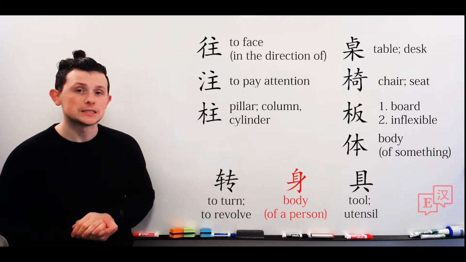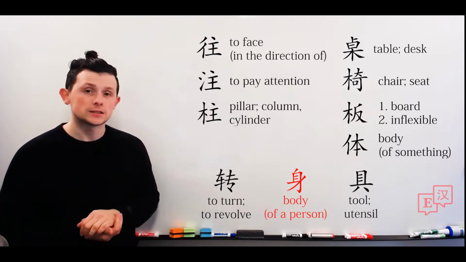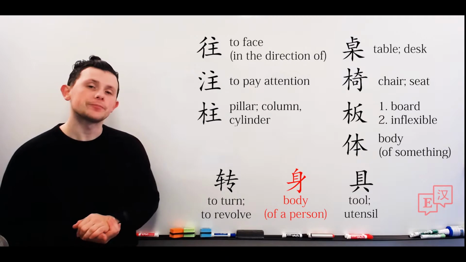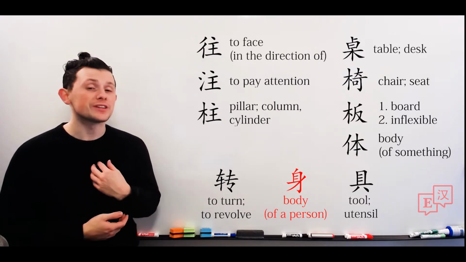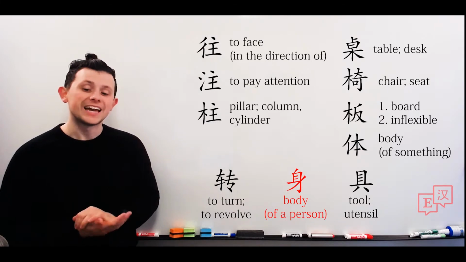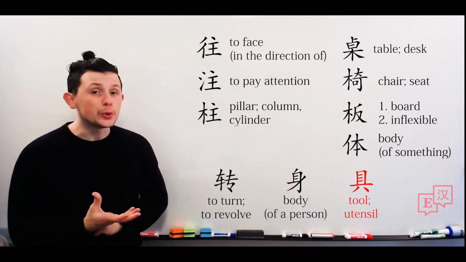Shen. This character also means body, just like ti. Often used to refer to the human body. Shen. And lastly, ju.